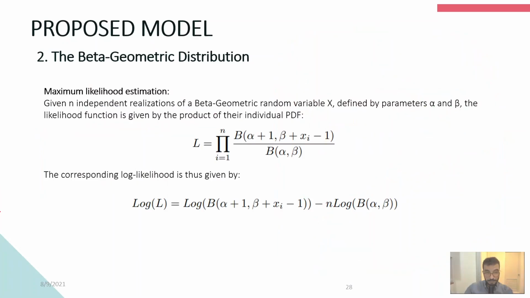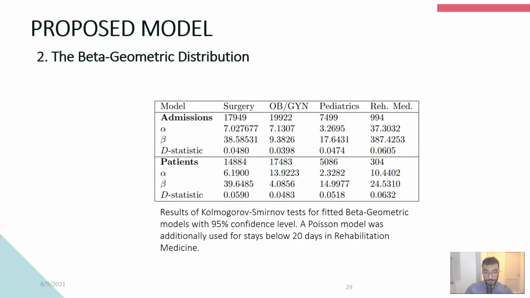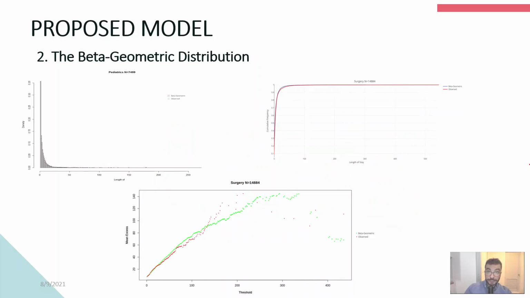It is possible to compute the maximum likelihood estimators for alpha and beta, the two parameters of the beta geometric, by maximizing the function described in this slide with respect to empirical observations. And this can be done using statistical software packages. So we have fitted the maximum likelihood beta geometric to the empirical data in surgery, pediatrics, and OBGYN, and it showed excellent fit with respect to the Kolmogorov-Smirnov test. And importantly, it reproduced the properties that we have previously observed. Here is what we got in surgery, for example.